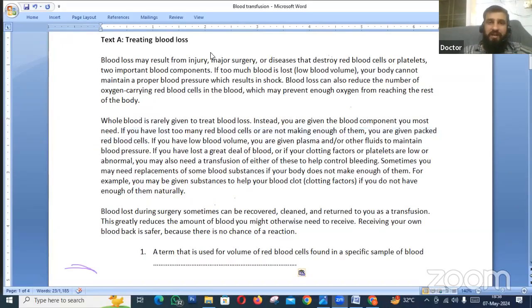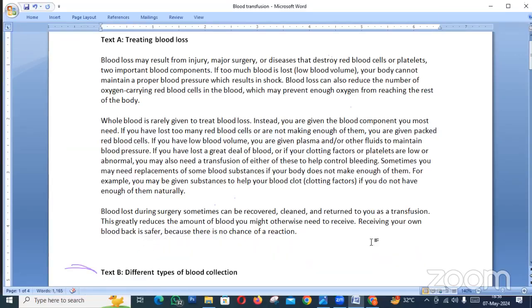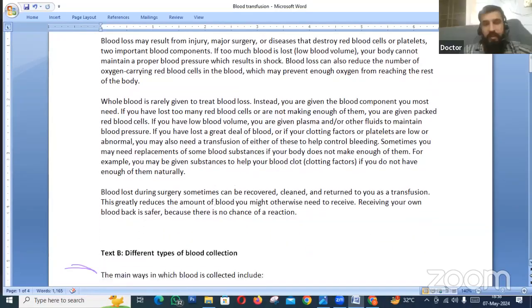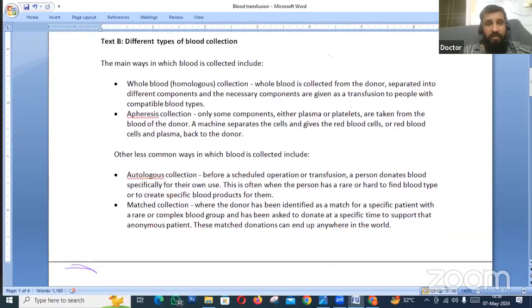Okay, let me help you. Your answer is not in text A. Where else should we go? Sir, B, C, D. Okay, let us go one by one. Now it is B.